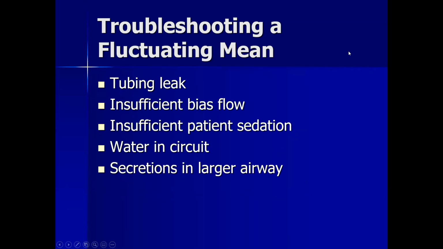Troubleshooting a fluctuating mean. This is something you have to review several times before you take your test, so you can remember what's going to cause the mean airway pressure to fluctuate. A leak in the tubing, not enough bias flow, the patient is waking up, water in the circuit (a water trap is okay, but not water in the circuit), or secretions in the larger airway. All of those are going to make your mean airway pressure go up and down.